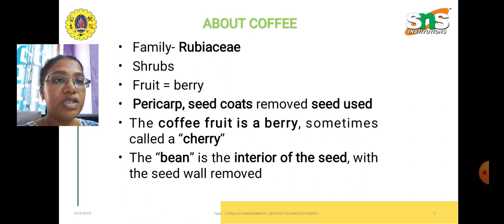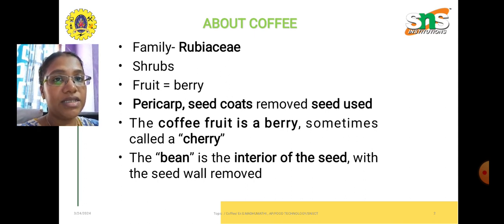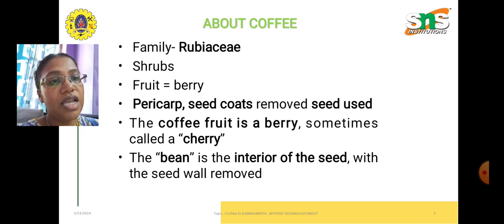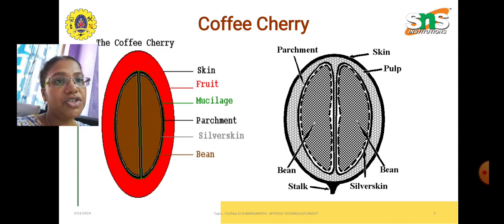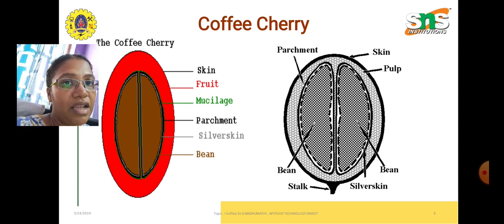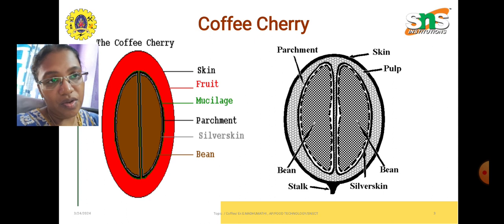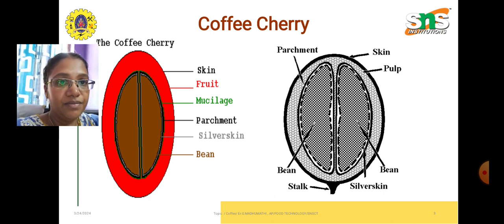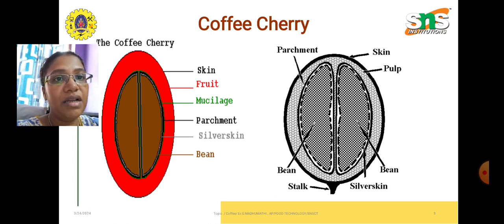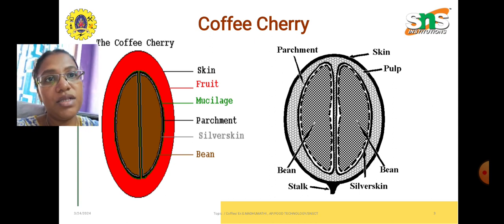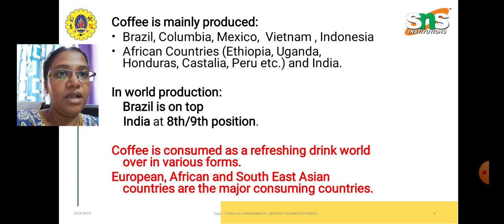The coffee fruit is a berry type. Sometimes we call it the cherry also, and the bean is the interior of the seed with the seed wall removed. In this picture we can see the coffee cherry, an aerial view of the coffee cherry or bean, where the skin, pulp, parchment, silver skin, bean and the stalk are clearly noticed in the picture.